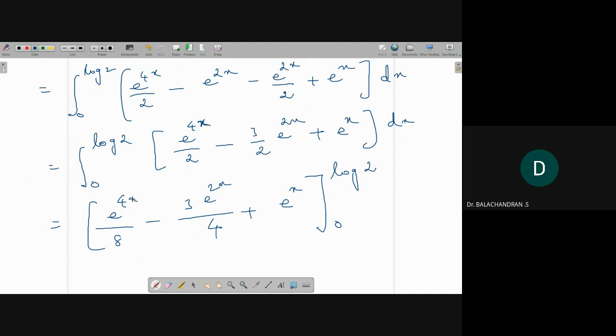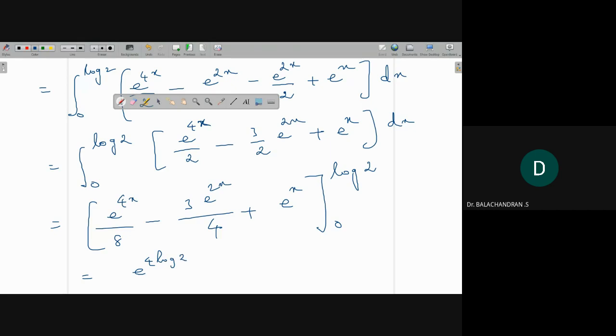So upper limit for x is equal to log 2. So you will get e power 4 log 2 divided by 8 minus 3 by 4 e power 2 log 2 plus e power log 2. E power log 2 is 2. This is upper limit minus lower limit, e power 0 is 1. So 1 by 8 minus 3 by 4, because e power 0 is 1, plus e power 0 is 1.